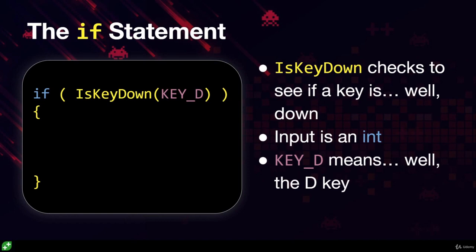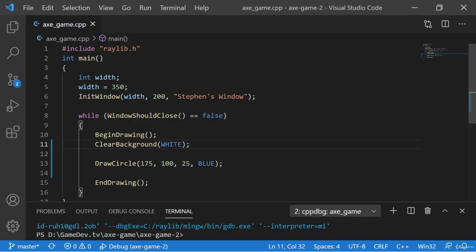So let's go back into VS Code and I'll show you how we can use the isKeyDown function to move our circle. So here we are in VS Code. Now I'd like our program to start looking a little more organized.